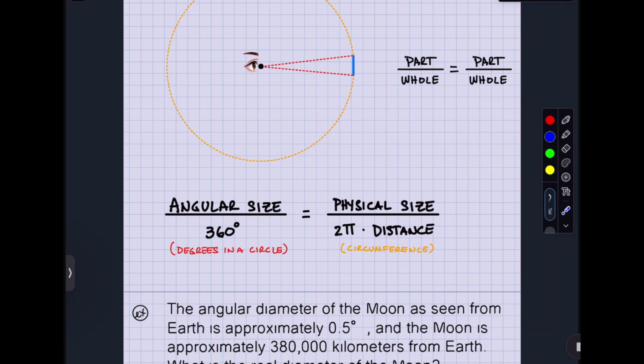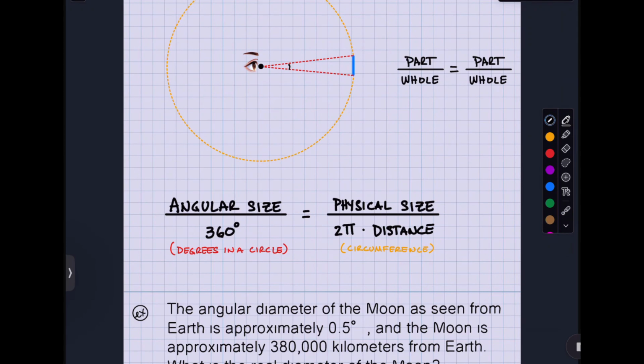So when I say part over whole equals part over whole, if you look at the angular size, which is really this angle right here, and we go all the way around, that would be 360 degrees. That's why it's angular size over 360 degrees, which is part over whole.